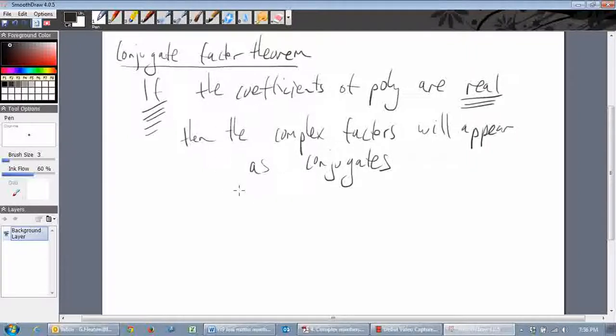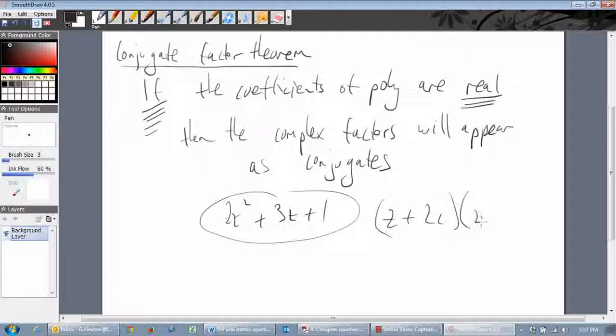Let's go through that again. If you're looking at some polynomial, something plus 3z plus 1, it's got real coefficients, the numbers in front of the z's are real, then what you'll find is that it will come out as whatever. What's the conjugate of z plus 2i? It will be z minus 2i. They'll come out as pairs, and that'll always happen. So anything that's complex will come out as a pair.